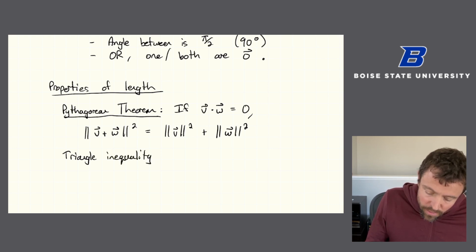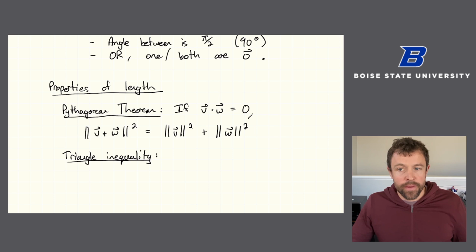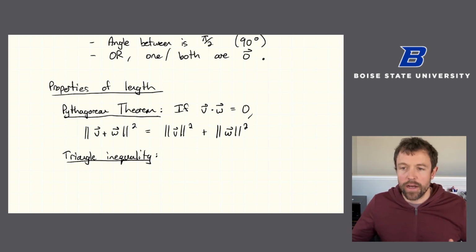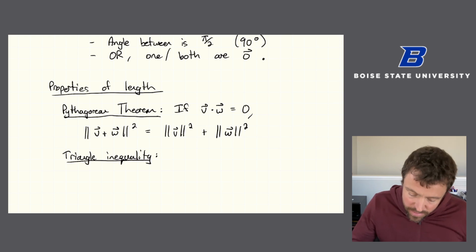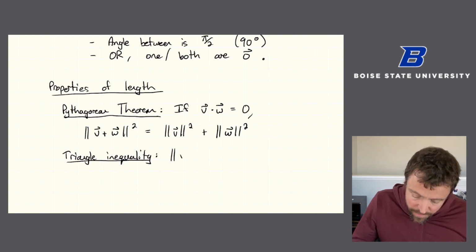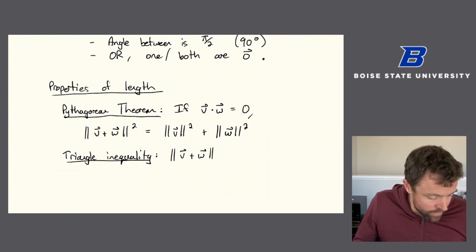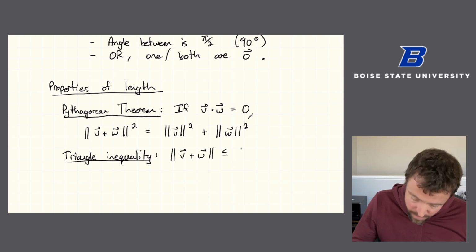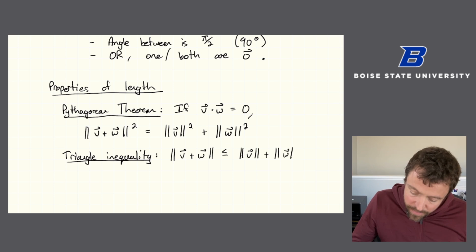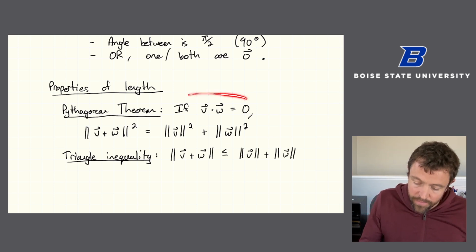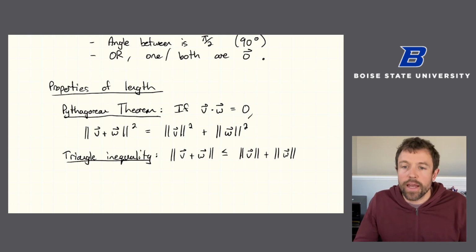And the triangle inequality basically says that the shortest distance between 2 points is a straight line. Or in other words, that one leg of a triangle has to be at most as long as the sum of the other two legs. And this is for any vectors v and w, right? The "if v dot w is 0" is just part of the Pythagorean theorem.